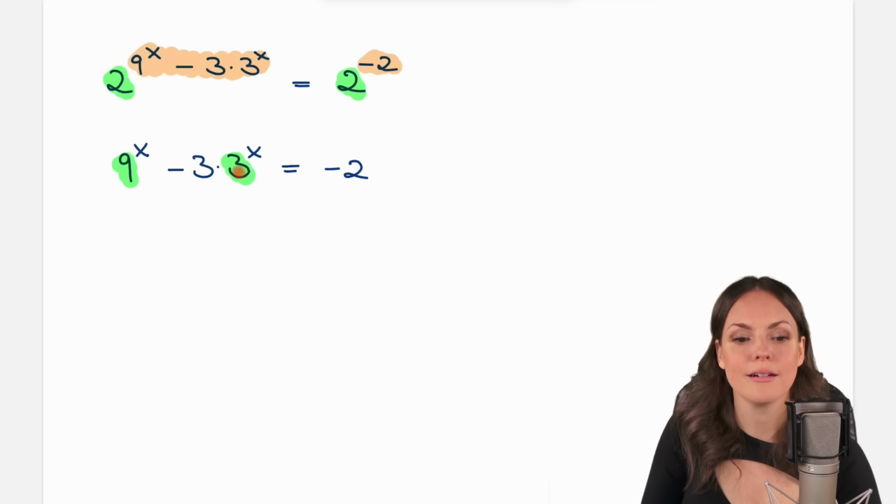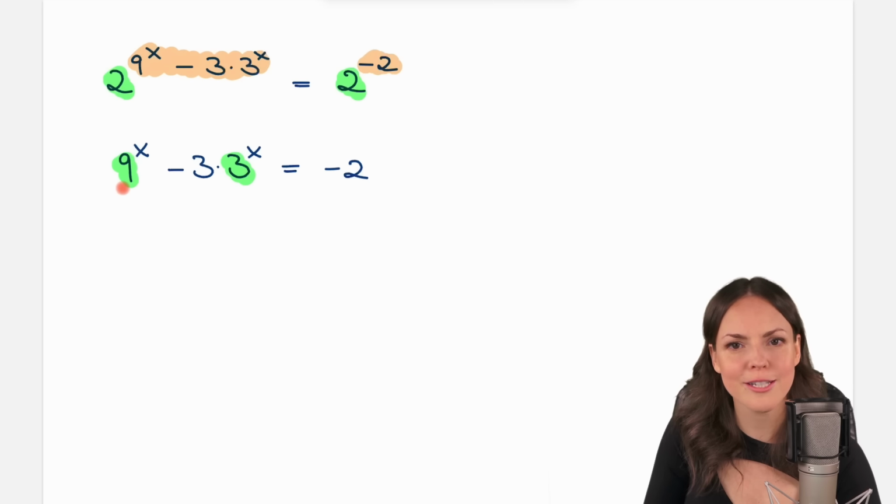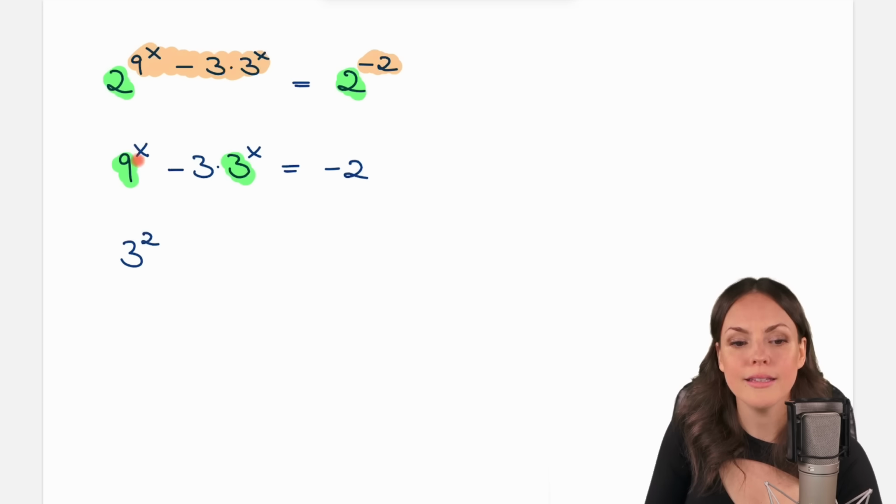So if we compare the bases here, we have base 3 here, base 9 here, and if we look for similarities, we can find the 3 in the 9 here as well. We can write the 9 as 3 squared, and then we have to raise it to the power of x. So let's write it in parentheses and raise it to the power of x.